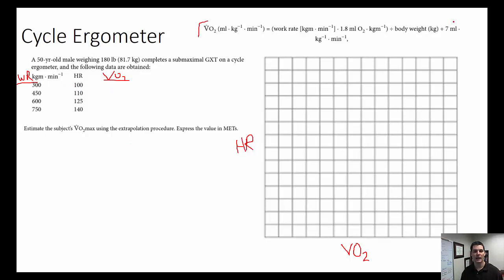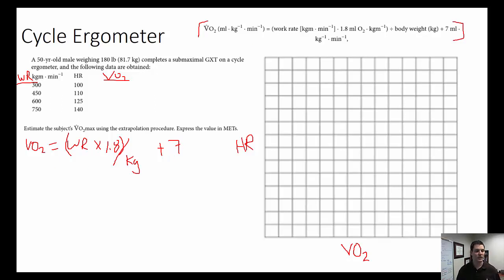I've given you the equation on the slide, and in the exam you will have this equation to help you calculate it. So let's quickly write it out. VO2, in mL per kg per minute, equals work rate times 1.8 divided by our body weight in kilograms, plus 7. Following mathematical rules, the first thing we're going to do is solve what's in the parentheses, then do the division, and last we will do the addition of 7.